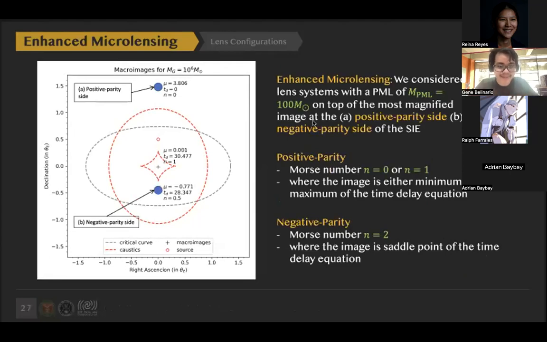For the enhanced microlensing, we considered two lens systems wherein we place a PML on top of the most magnified image, first on the positive parity side and then on the negative parity side of the SIE. We define these sides as follows. The positive parity images are those with Morse numbers equal to 0 or 1, or alternatively, images which are the minimum of the map or the maximum of the time delay function. Consequently, the negative parity images are those whose Morse number is n equals 1/2, the saddle points of the time delay.